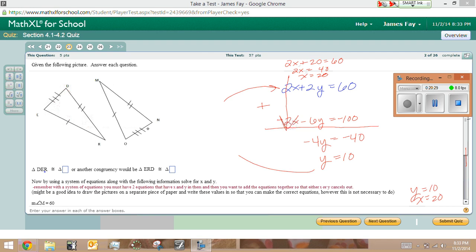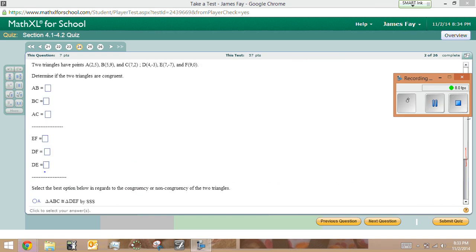The other part, I guess we didn't talk about this one. They named this triangle ERD. If they go ERD, they're going from E down 1 and then 2. So I go from O to M to N. This one would be OMN. These two triangles have these 3 points. We want to see if they're congruent.